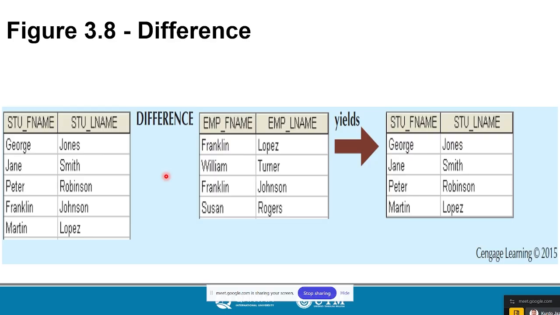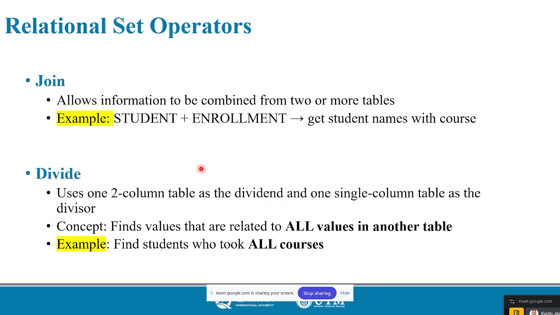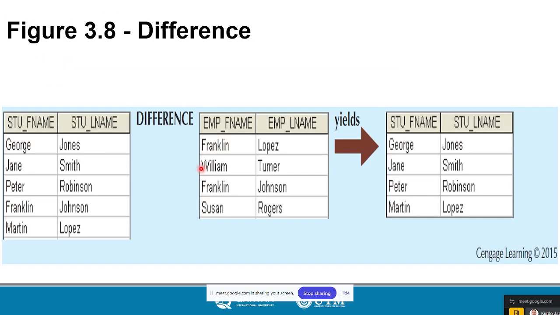Now we have differences. In here, we talked about differences. We said student in class A but not in class B. Now let's see here. George Jones, Jane Smith, Peter Robinson, Franklin Johnson, Martin Lopez. Now, if we difference this one with this two, it will return these.